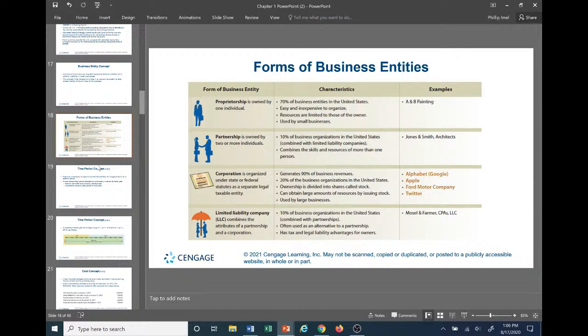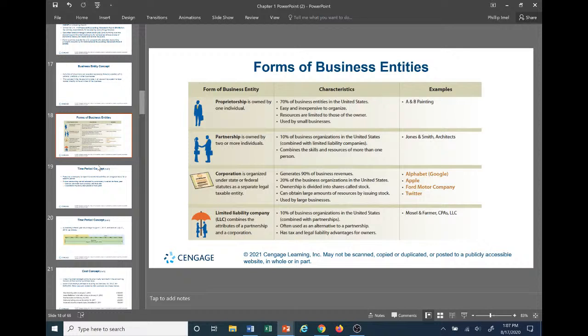Corporations generate 90% of business revenues, while 20% of the business organizations in the United States are corporations. Ownership is divided into shares called stock. They can obtain large amounts of resources by issuing stock, and they're usually used by large businesses. Good examples are Alphabet with Google, Apple, Ford Motor Company, and Twitter. All big companies, all incorporated within their states as separate legal taxable entities under state and federal statutes.